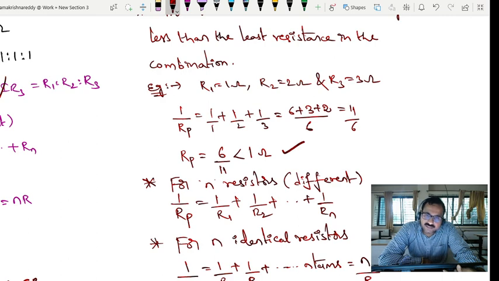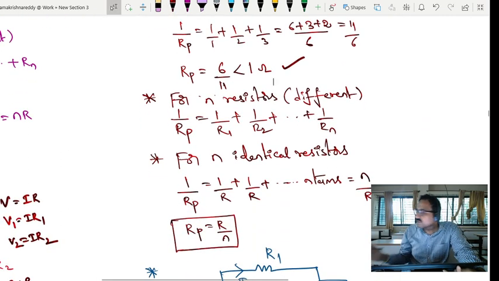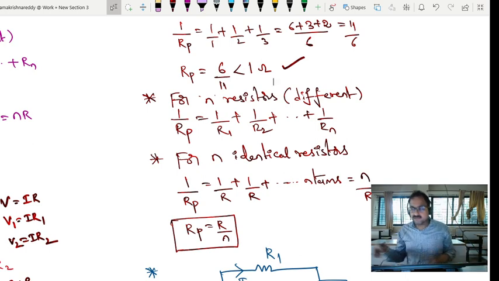So n different resistors, and n identical resistors, in the same way we are taking. For n different resistors, 1 by Rp is equal to 1 by R1 plus 1 by R2 plus, and so on, 1 by Rn. But for n identical resistors, you are getting 1 by Rp equal to n by R, from that Rp is equal to R by n. So different resistors, identical resistors.